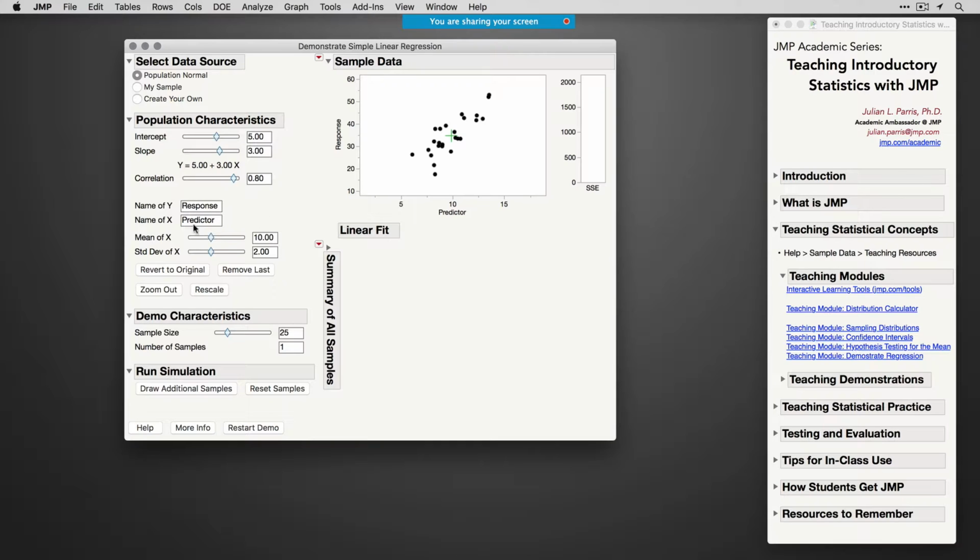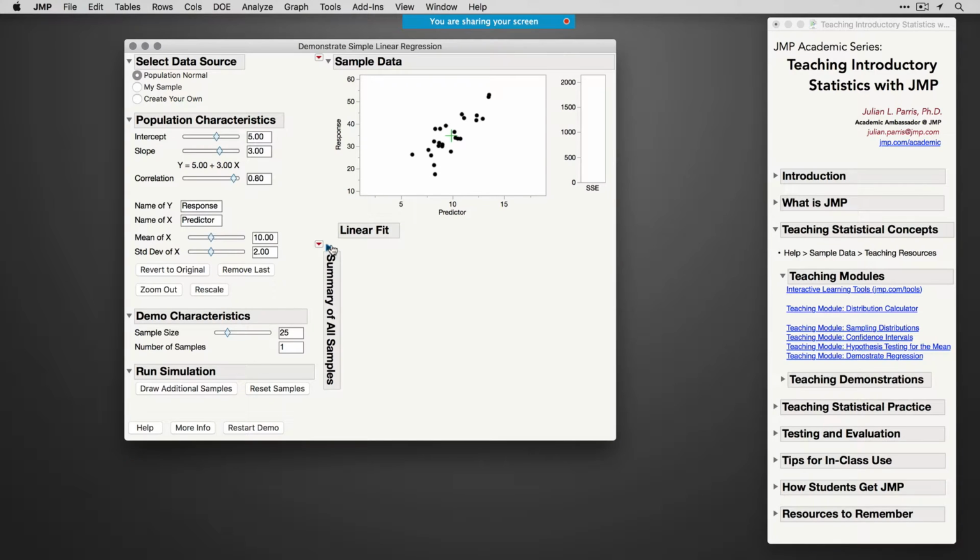We can name our x and y if we like, and we can change the mean of x and the standard deviation of x. This all gives us nice ways to work through how the standard deviation of the x variable, the spacing of the x's, affects our ability to detect differences and all of that. But I want to show you just some basic ways that this demo works.